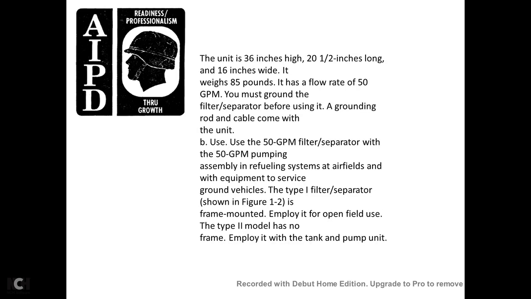The unit is 36 inches high, 20 by 1.5 inches by 16 inches wide, and weighs 50 to 85 pounds. The flow rate is 50 gallons per minute. You must ground the filter separator before using it, using the grounding rod and cable with the unit. Using the 50 gallon per minute filter separator: the 50 gallon per minute separator pumping assembly, refueling system, air filters, and the equipment to service ground vehicles use the type 1 filter separator shown in figure 1-2.